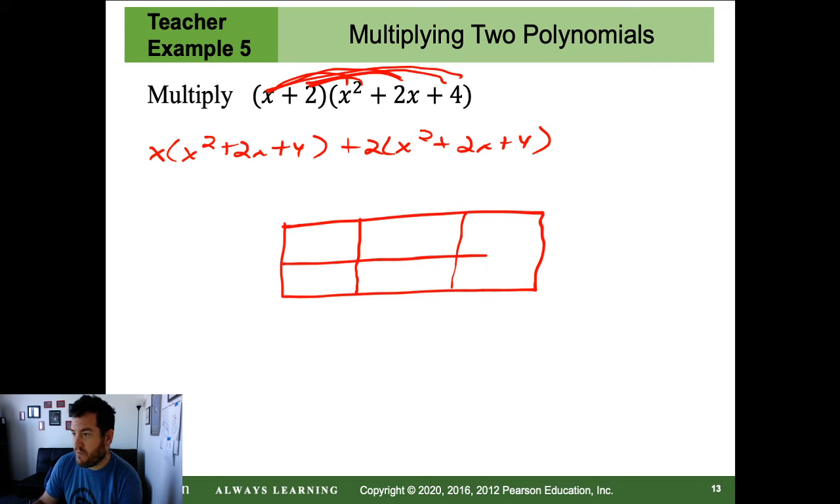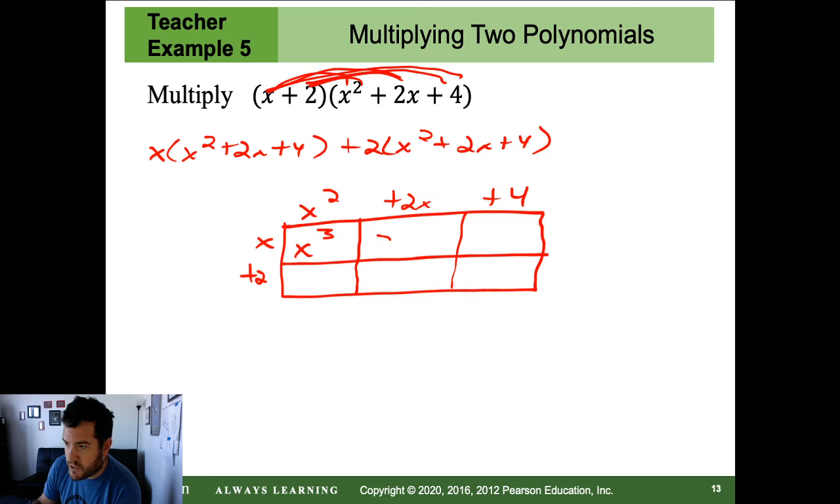Again, you get to pick whatever you want, but using the original equation, this is an x plus 2. This is an x squared plus 2x plus 4. To fill in the boxes, x times x gives me x cubed. X times 2x gives me 2x squared. X times 4 gives me 4x. 2 times x squared gives me 2x squared. 2 times 2x gives me 4x. And 2 times 4 gives me 8.